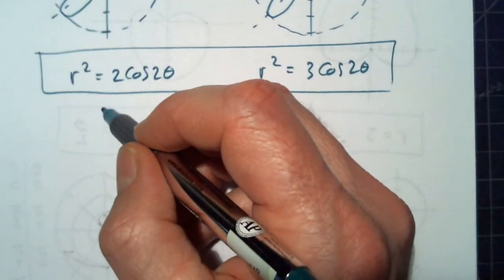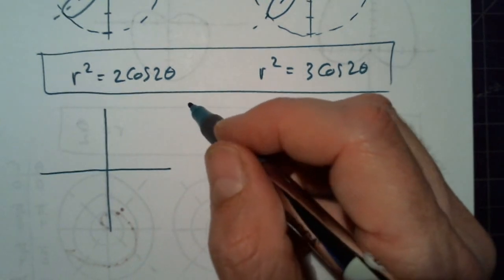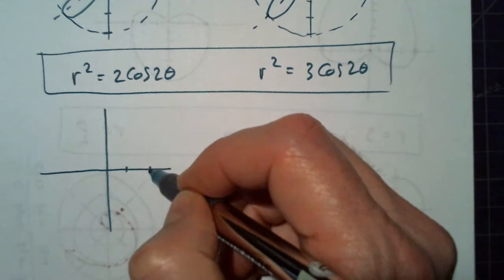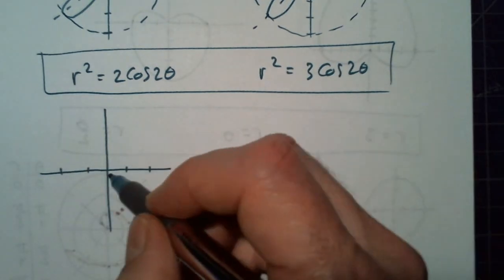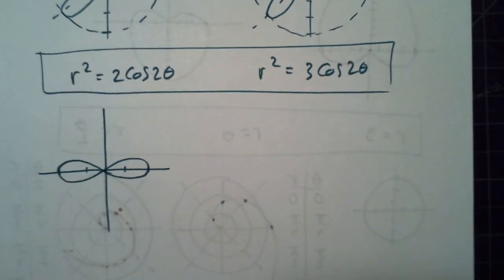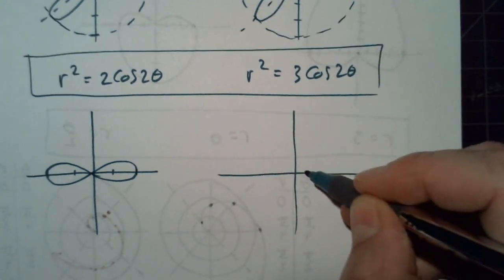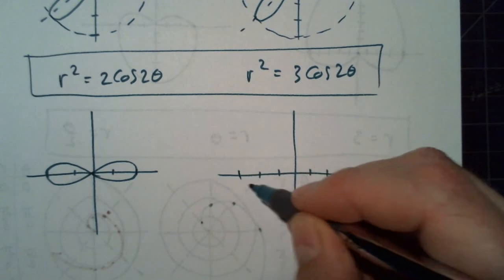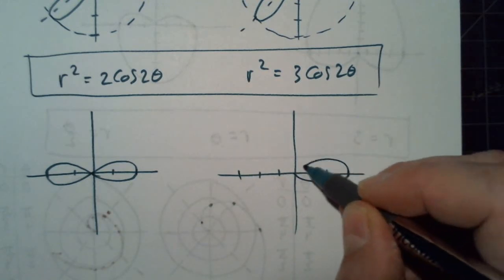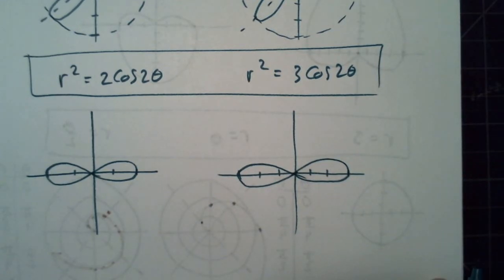When we have cosine, it'll be symmetric to the polar axis and with a radius of 2. So pause the video and try that one. We have a radius of 3 and it's symmetric to the polar axis. And we'll stop there.